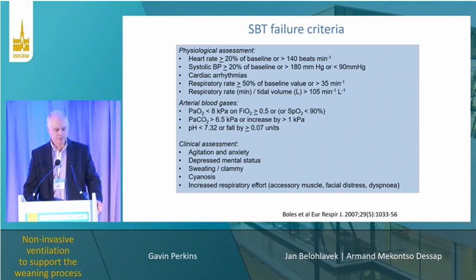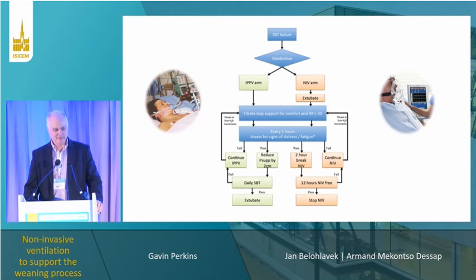Criteria for spontaneous breathing trial failure were drawn from the ERS guidelines and comprised physiological, blood gas and clinical assessments. I'm not going to go through the algorithm in detail other than to note that the two algorithms were fairly similar in reducing the amount of pressure support based on physiological response. The main difference was the non-invasive group were receiving it through a non-invasive interface and the invasive group were receiving it through a tracheal tube.